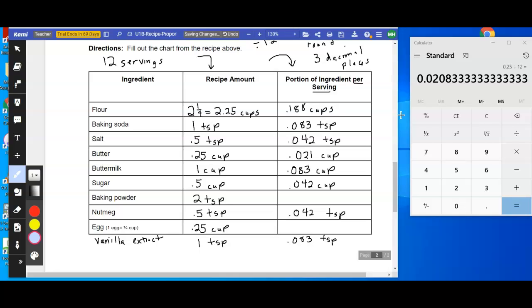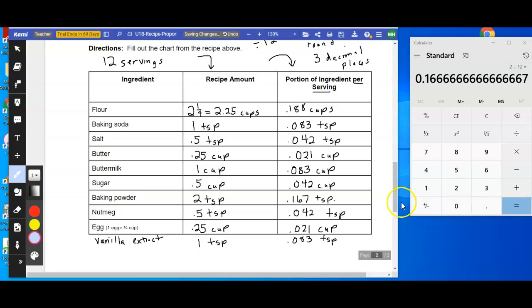And for baking powder, oh, and this one was also a quarter of a cup too, so I'm going to go there. 0.021 cup. Just one more, 2 divided by 12 is 1/6, but what is 1/6 as a decimal? 0.16666 repeating, so that would be 0.16, and the third decimal place would be a 7 because this is bigger than 5. So 0.167 teaspoons.